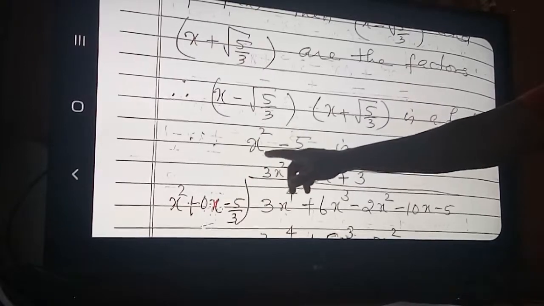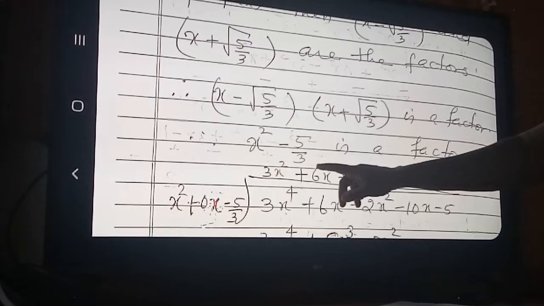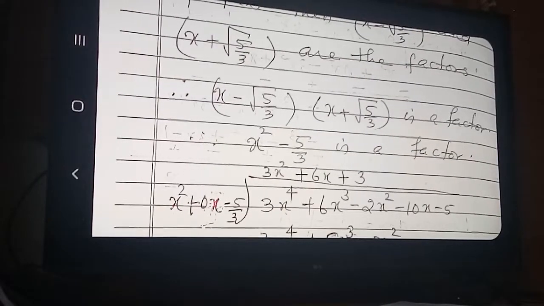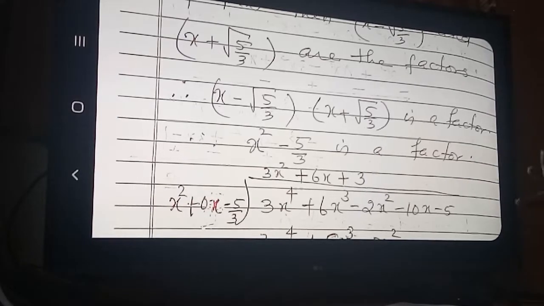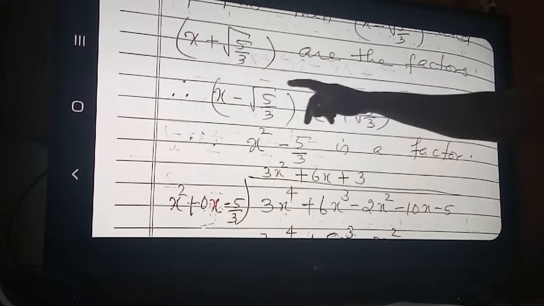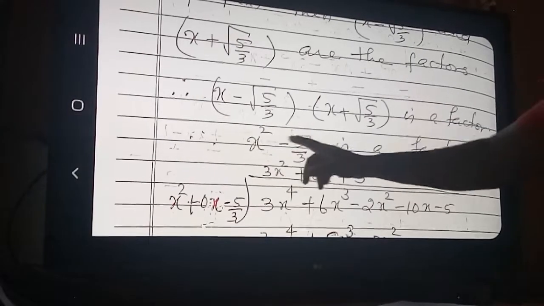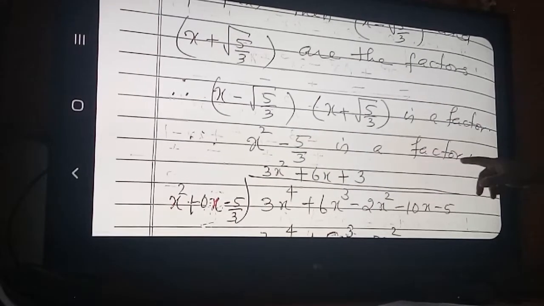That means x square minus 5 by 3. Root 5 by 3 into root 5 by 3, what will come? 5 by 3. Root 2 into root 2 is 2, root 3 into root 3 is 3. In the same way, root 5 by 3 into root 5 by 3, what will come? 5 by 3. Therefore, x square minus 5 by 3 is a factor.